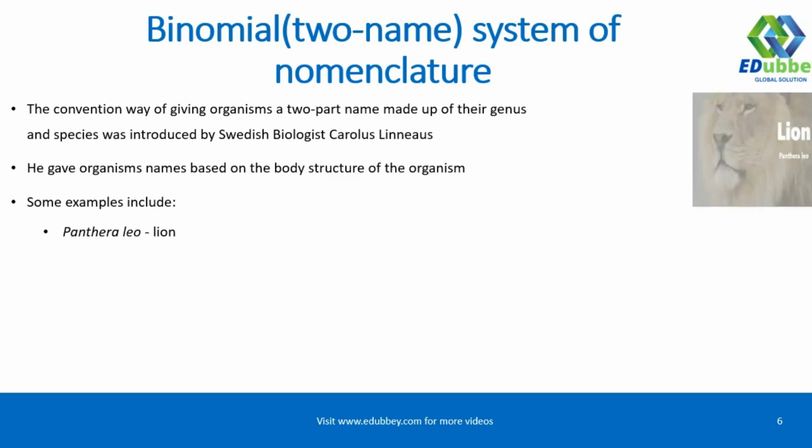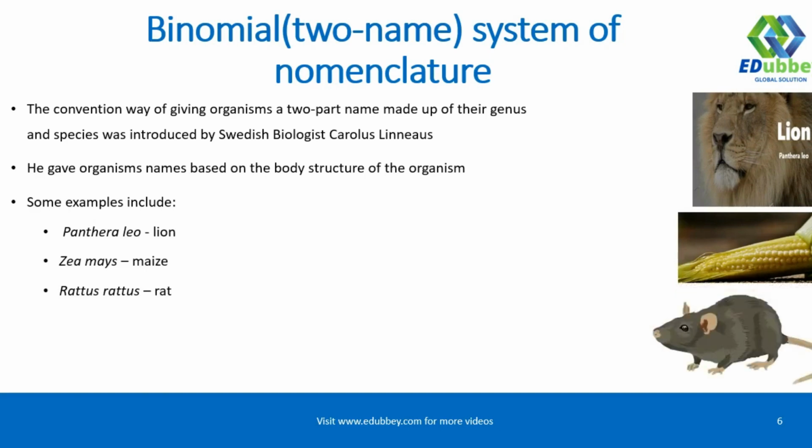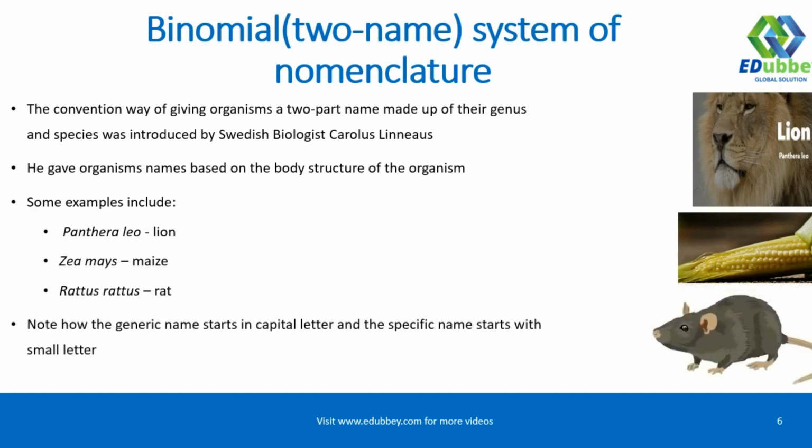We also have maize, and Rattus, the common rat. We should take note of how the generic name starts with a capital letter and the specific name starts with a small letter, and the scientific name is italicized.